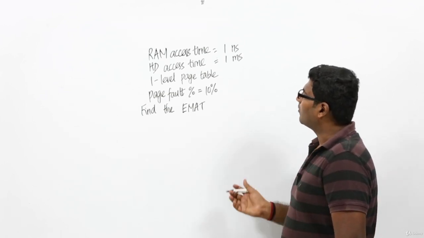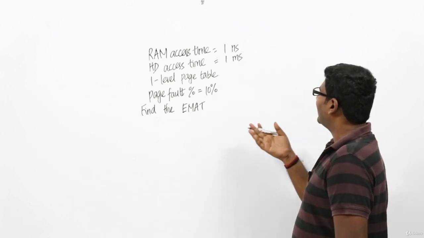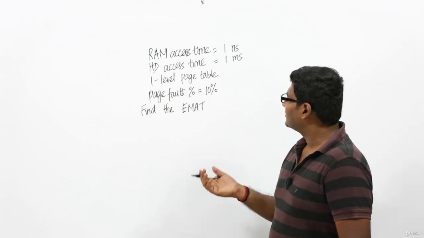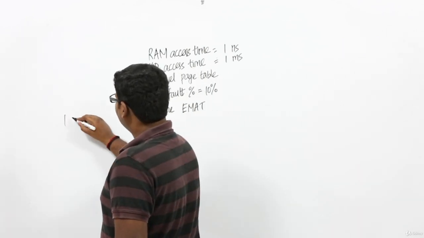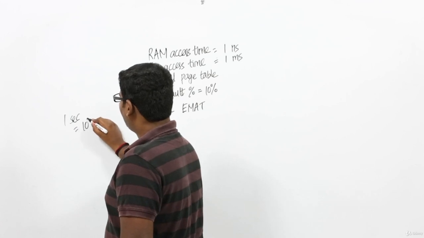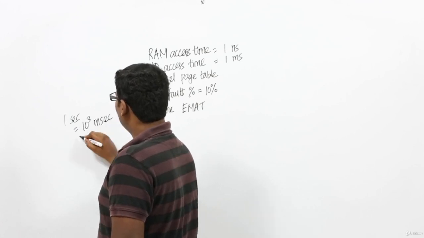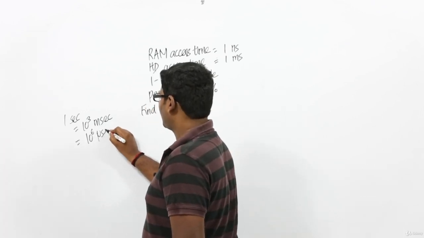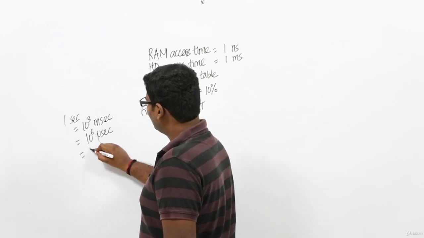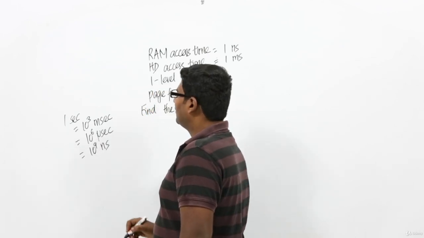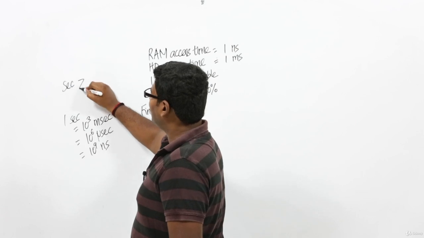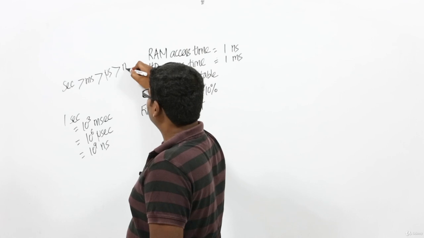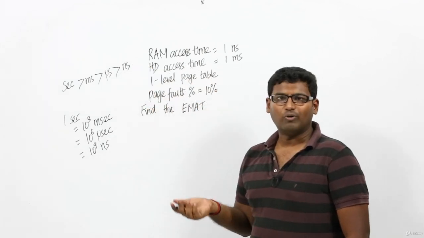Now they are asking the effective memory access time. The reason I have taken this problem is just to understand how to convert nanoseconds to milliseconds and milliseconds to nanoseconds. I think most of you will know that. Anyway, you need to understand that 1 second is equal to 10 power 3 milliseconds. Also, 1 second equal to 10 power 6 microseconds. And 1 second equal to 10 power 9 nanoseconds, which means second is larger than millisecond, which is larger than microsecond, and it is larger than 1 nanosecond. So 1 nanosecond is the smallest among all of them.